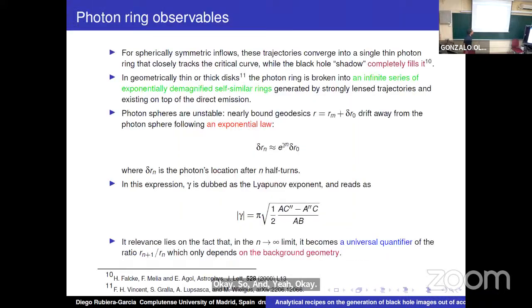Anyway, we have better computers now. We don't need to do this by hand. Okay. Bottom ring observables.